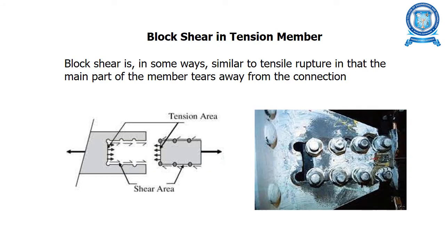Next we see about the block shear in tension member. This is clearly given in IS 800 2007 page number 33 of clause 6.4, design strength due to block shear. Block shear is in some ways similar to the tension rupture in that the main part of the member tears away from the connection. So the picture clearly shows that the connection is removed from the actual place. This is the tension area, this is the shear area. So block shear is similar to the tension rupture in that the main part of the member tears away from the connection.